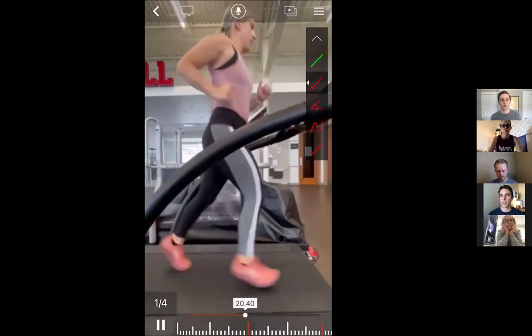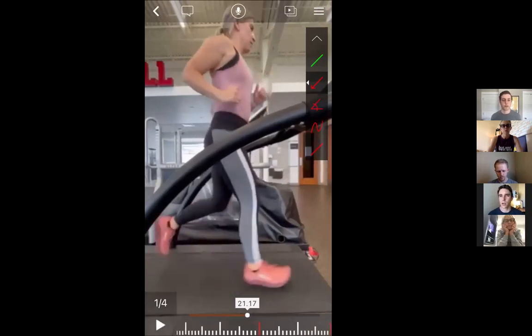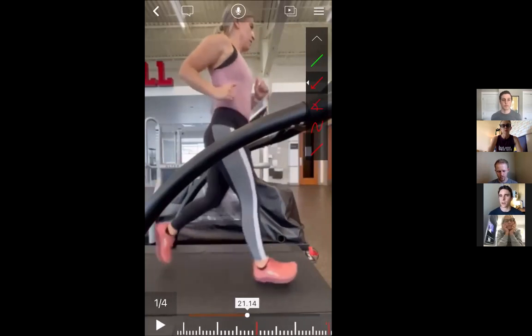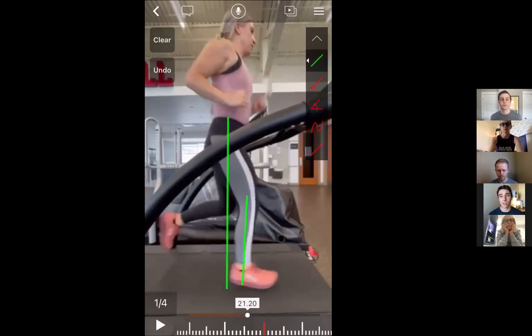And so you can see there that the point of contact now is much closer to underneath her center of mass. So now her muscles are not having to work as hard. She's not getting those braking forces placed upon her body. So her injury risk has come down, as well as her speed and efficiency should be kicking up there.